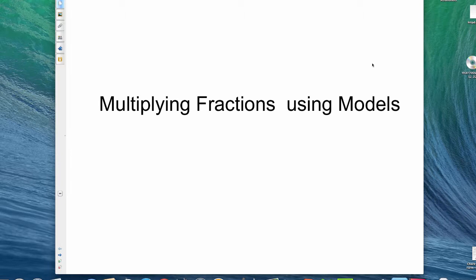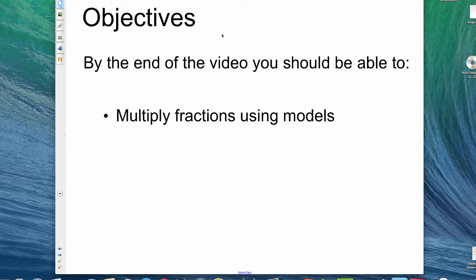Today's lesson is on multiplying fractions using models. Let's begin. First off, today's objective is to, by the end of this video, be able to multiply fractions using models. When I say models, I mean by drawing pictures. Let's go ahead and see how this happens.